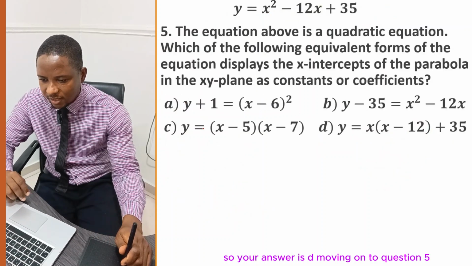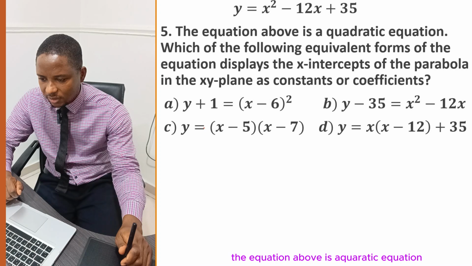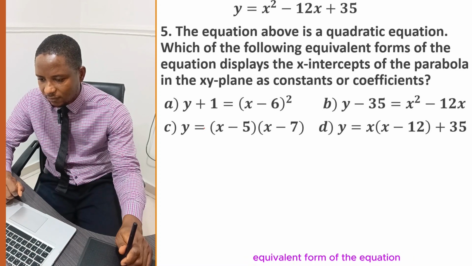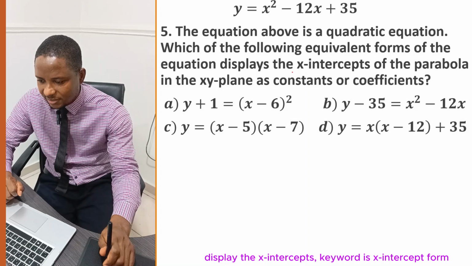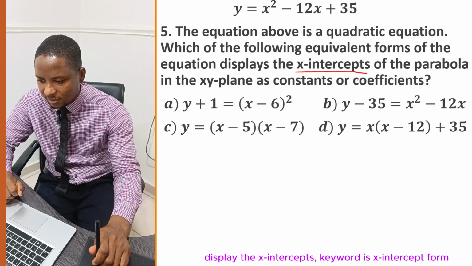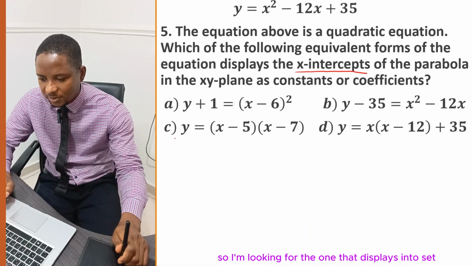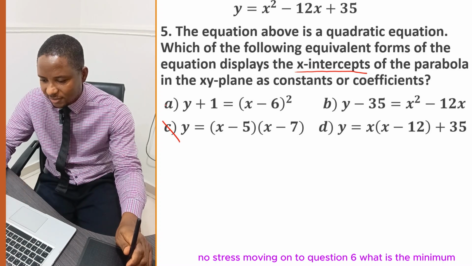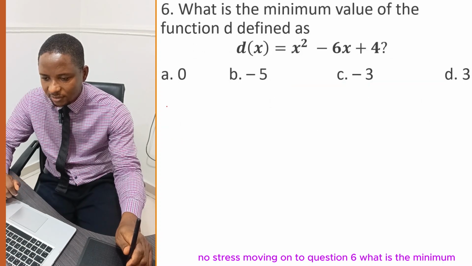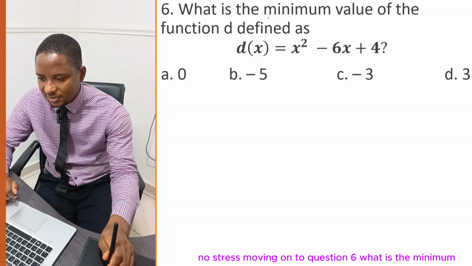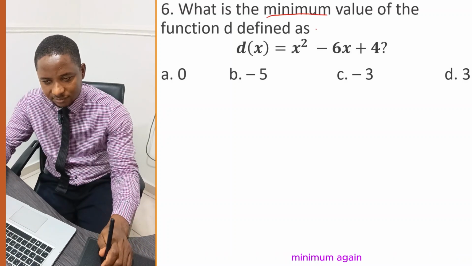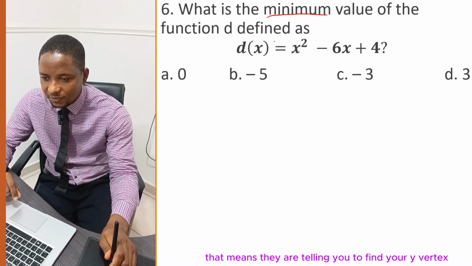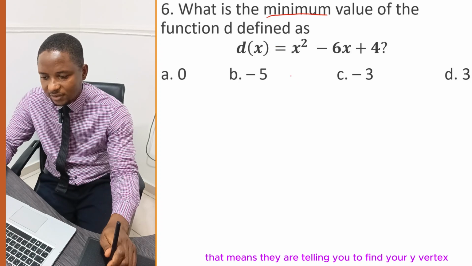Moving on to question 5. The equation above is a quadratic equation. Which of the following equivalent forms of the equation displays the x-intercept? Keyword: x-intercept. So I'm looking for the one that displays the x-intercept, and it's only C. The rest are out. No stress. Moving on to question 6. What is the minimum? Minimum again. That means they are telling you to find your y vertex.